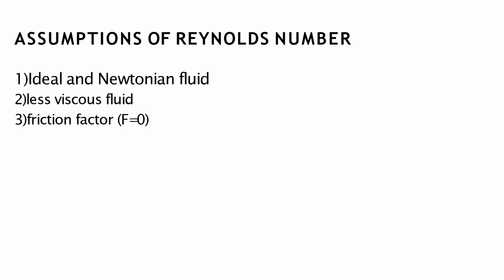Next, we are going to discuss the assumptions of Reynolds number. The assumptions are: ideal and Newtonian fluid, less viscous fluid, and frictional factor f equals 0.